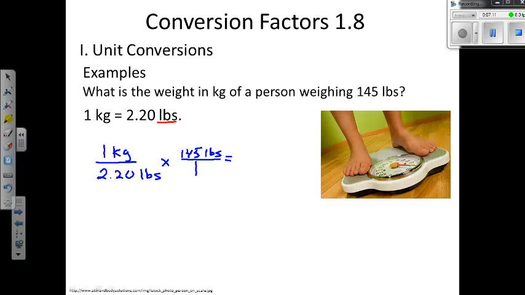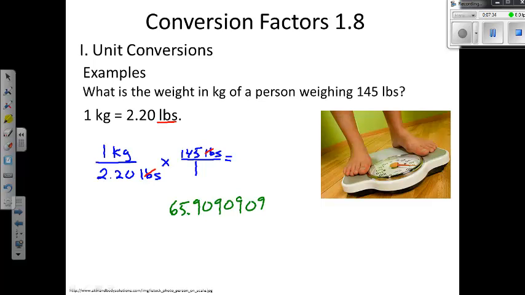So here again, pretty similar to the one we just previously did. The pounds will cancel out, and I'll be left with kilograms, which is what I want. And if I punch the number into my calculator, I get 65.909090. All right, so a long number, but not all the digits are significant.